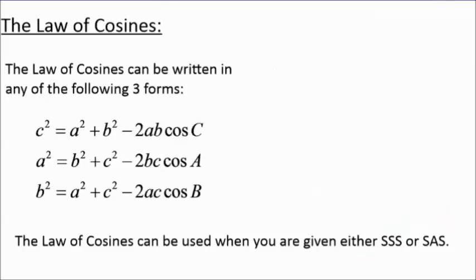All right, the last law is the law of cosines. Now, it can be written in any of the following three ways. And again, here's the most important part: it's looking at the pattern. So you don't need to memorize three different formulas. You really just have to know the form of one.